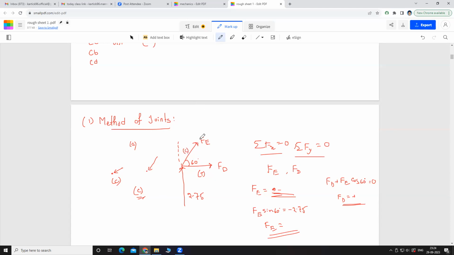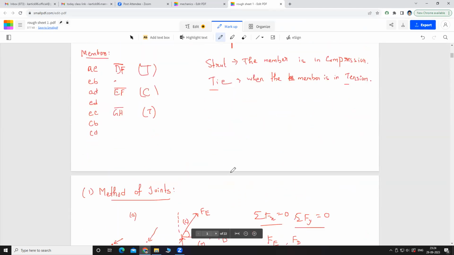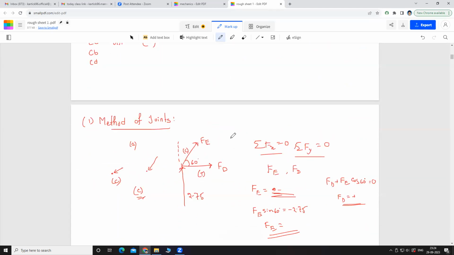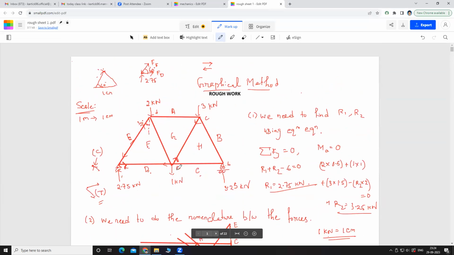Using this, you can find out the forces for all these members. Suppose you check for the point E. For E, now you know this Fd. Wait, we'll check for this one, and we'll discuss why we can't take this one right now. You know Fd.